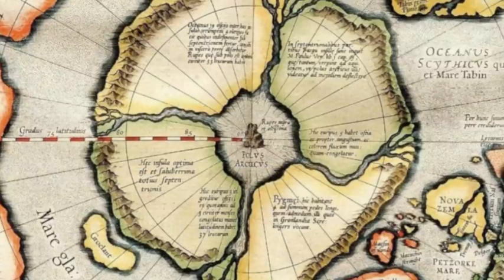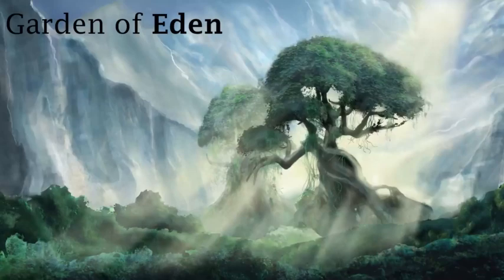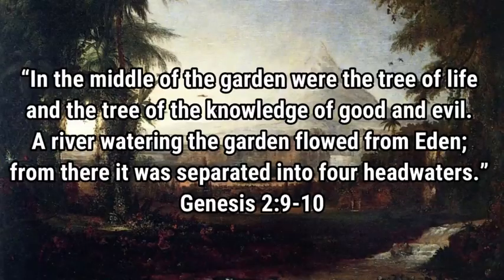In the Bible, this land is called the Garden of Eden. In the middle of the garden were the tree of life and the tree of knowledge of good and evil. A river watering the garden flowed from Eden. From there it was separated into 4 headwaters. The same 4 headwaters that Mercator depicts in his map.